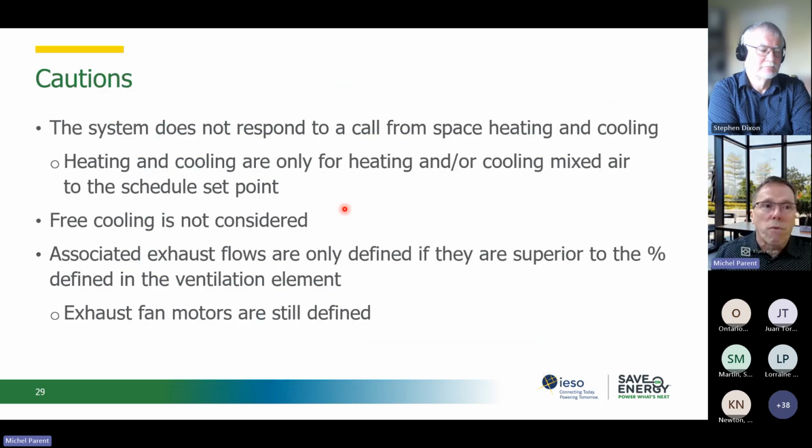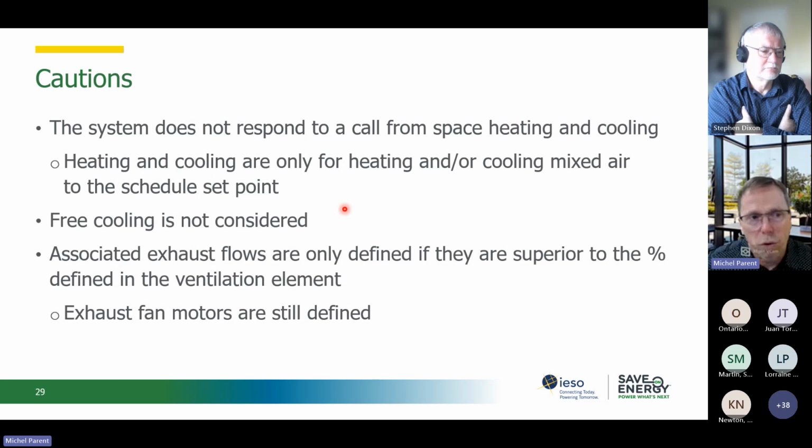A few words of warning here. That system, when you define it, make sure that the coils are controlled by a space thermostat. If it's not, you don't have a single zone system. It's running as a cold deck system. So always refer back to what is controlling the coils in my air handling unit. If it's a space thermostat, then you're good to go with the current schedule you have. Remember, the free cooling is not considered, and this one goes back to what Stephen just mentioned before.